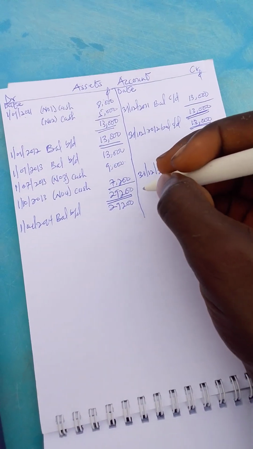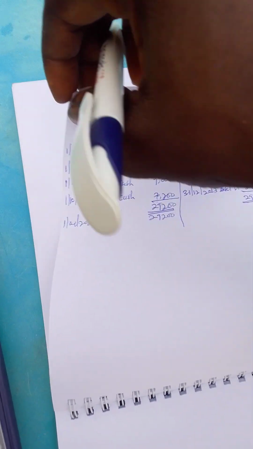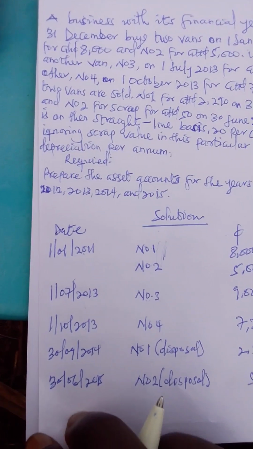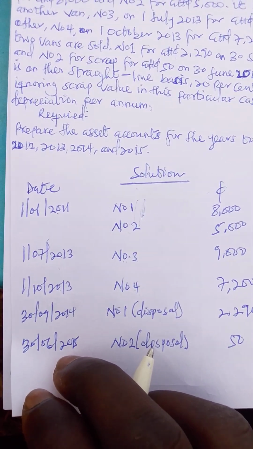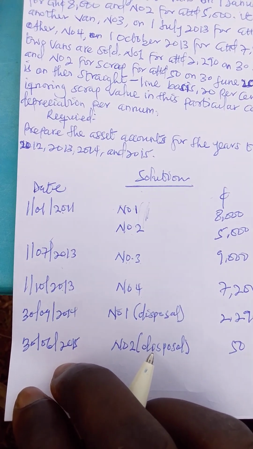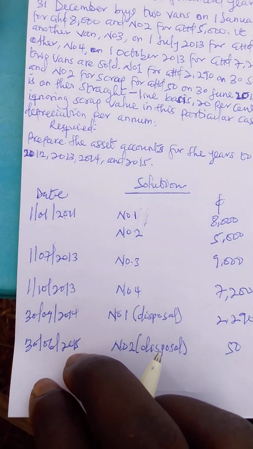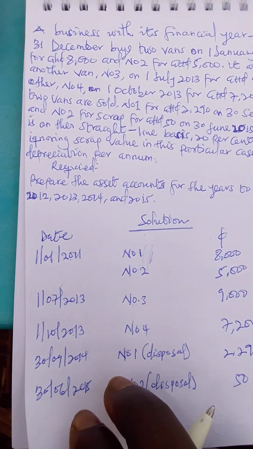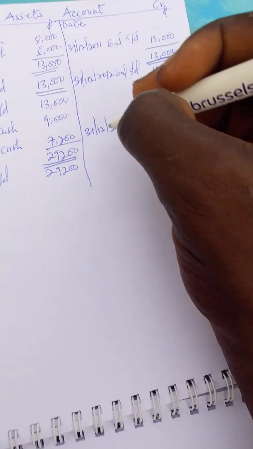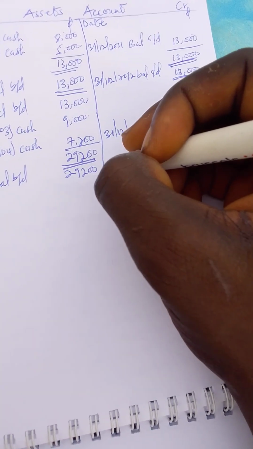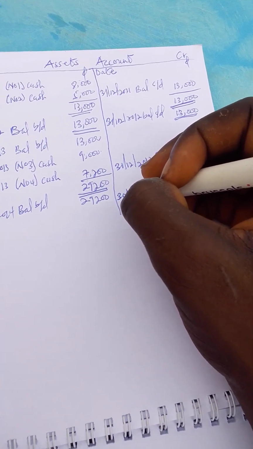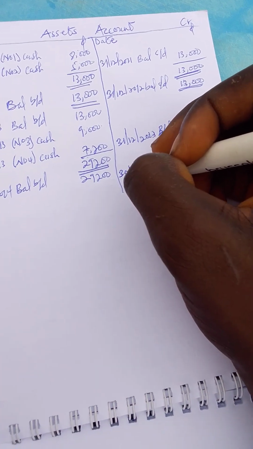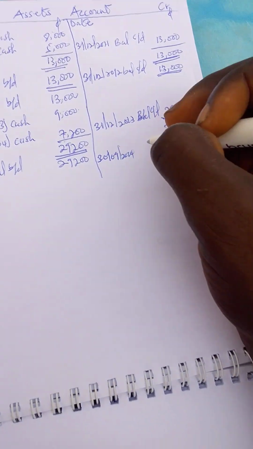So the disposal happened on, let me check the dates, 30th October, sorry, 30th September 2014. So let me write it here. 30th September 2014.